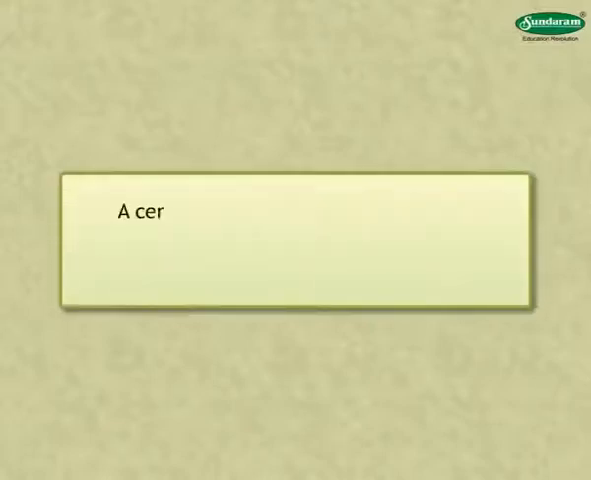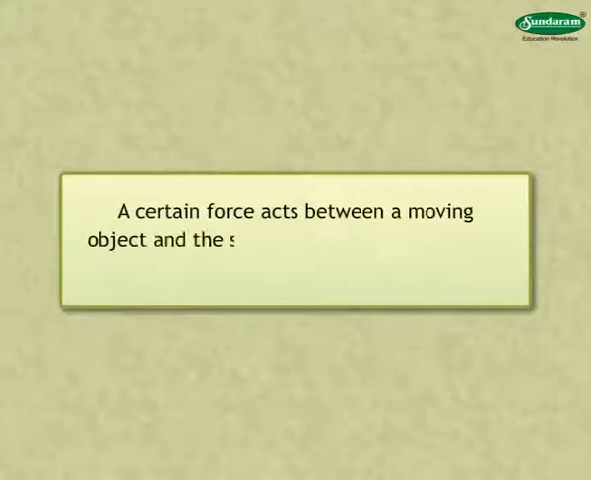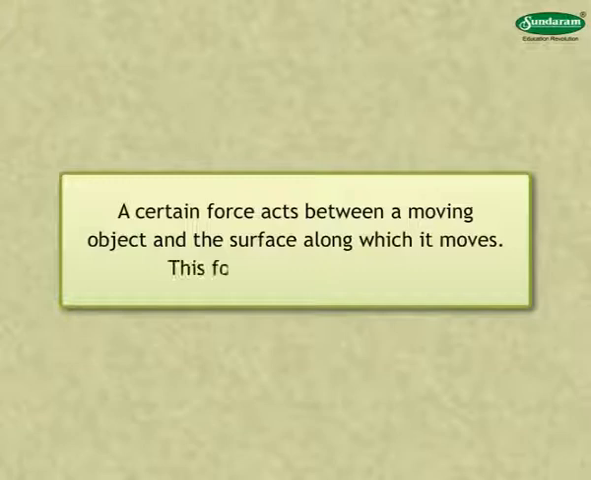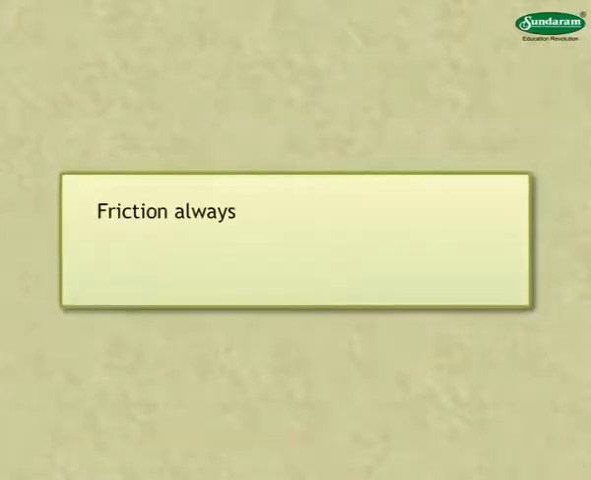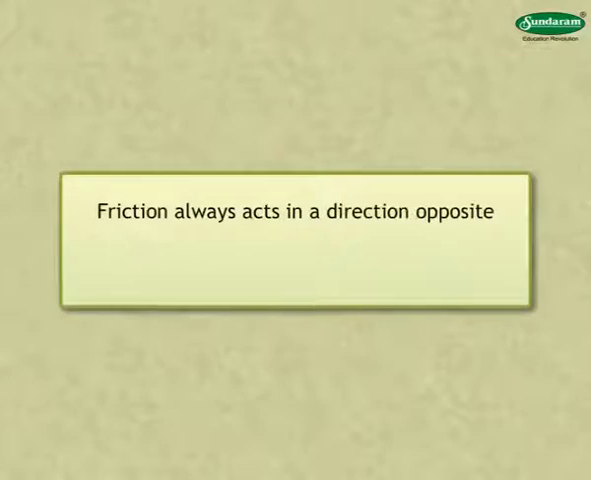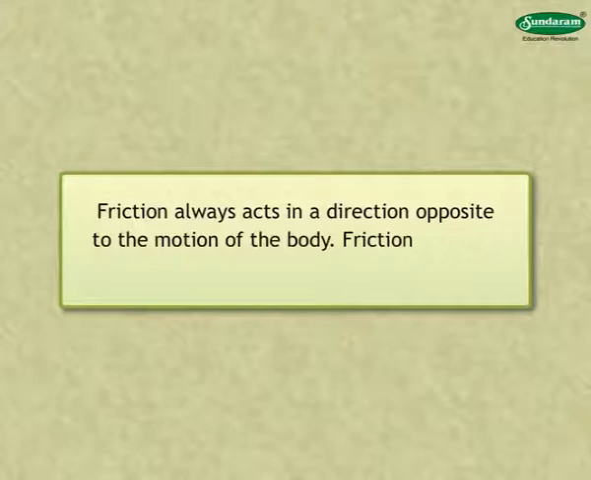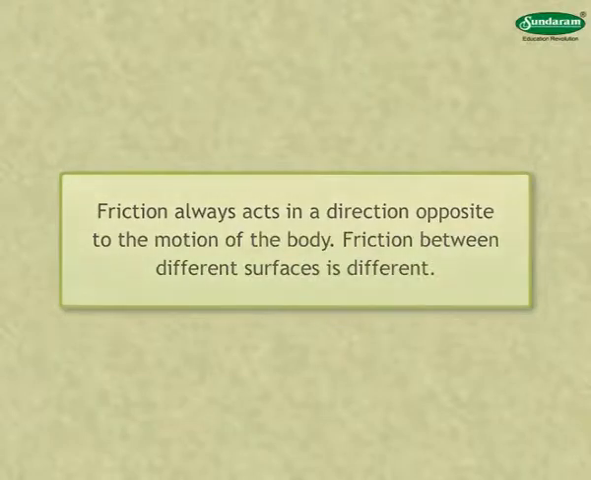From the above, you must have realized that a certain force acts between a moving object and the surface along which it moves. This force is called friction. Friction always acts in a direction opposite to the motion of the body. Friction between different surfaces is different.